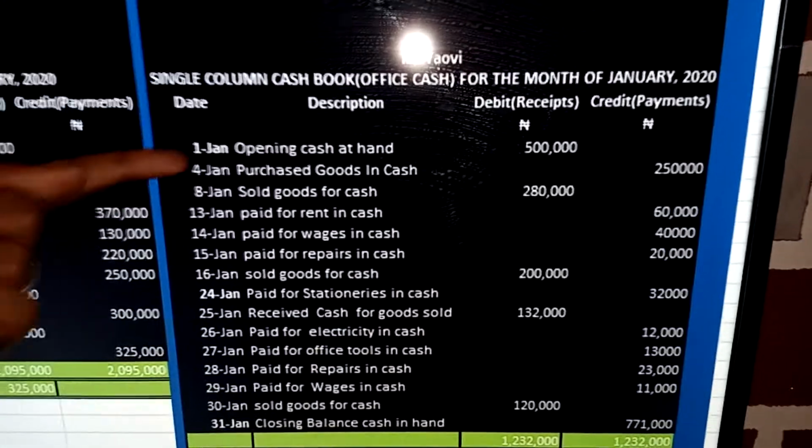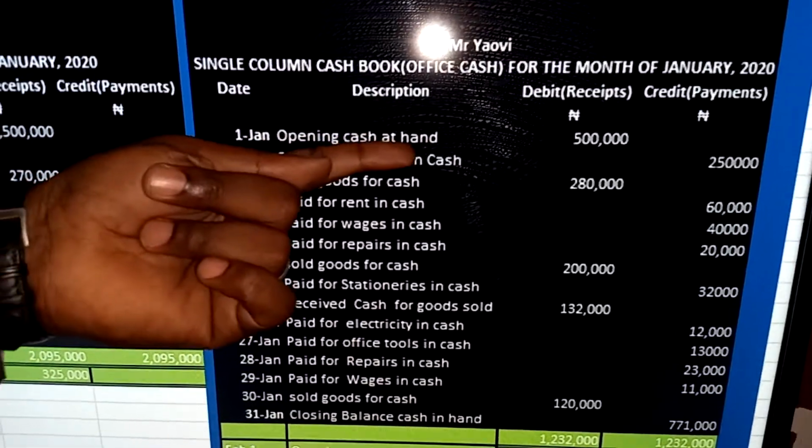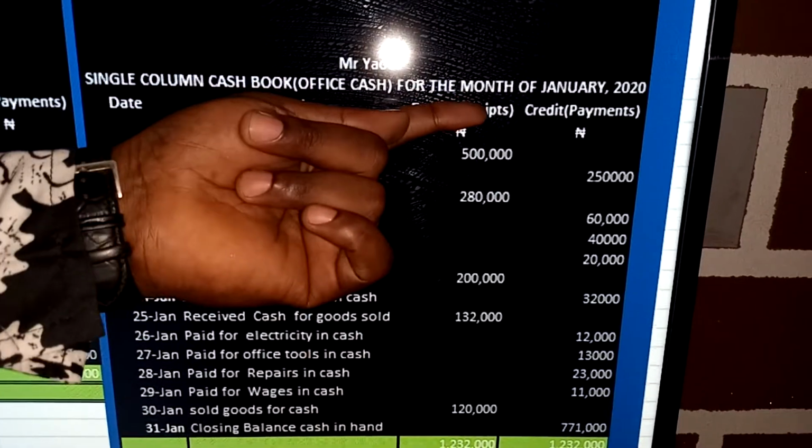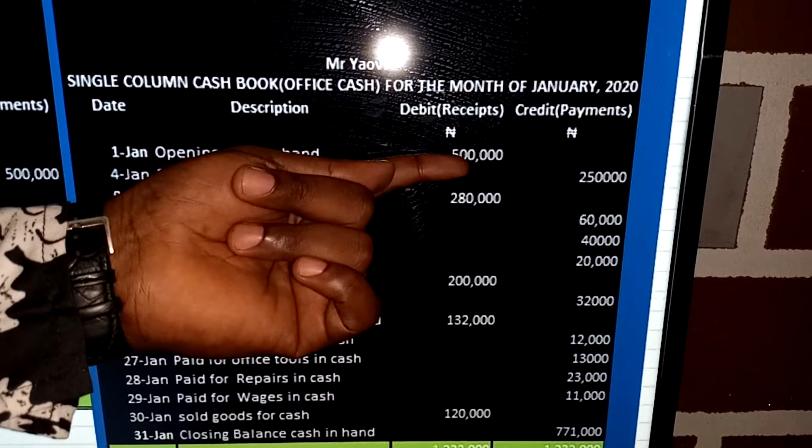So January 1st, the opening cash at hand here is a receipt into the business. So it's recorded at the debit side there. We have 500,000.